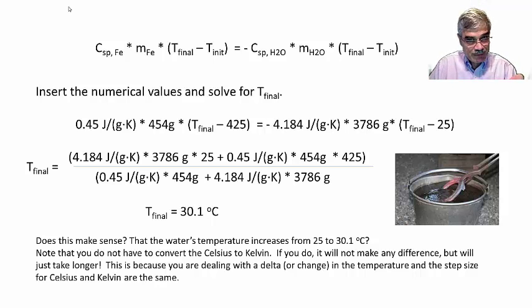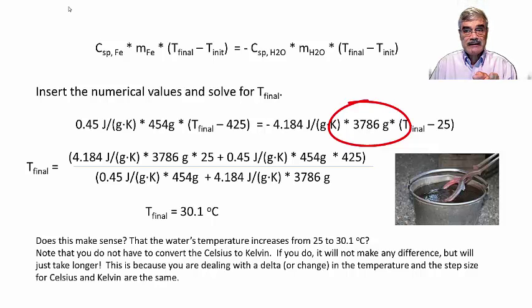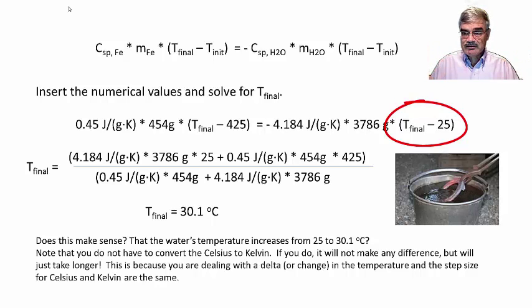And that minus is because we started with Q1 plus Q2 is equal to 0, and we rearranged it. So that's where that minus comes from. Minus 4.184 joules per gram per degree Kelvin, the specific heat of water, times the mass of water, which is 3,786 grams. Okay, we had that in a previous slide, that 1 gallon is equal to 3.786 liters, and the density of water is 1. So that's how we get 3,786 grams of water, times the delta T, which is the final temperature minus the initial temperature. The initial temperature for water was 25 degrees centigrade.